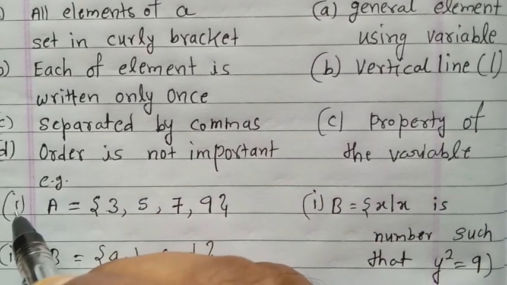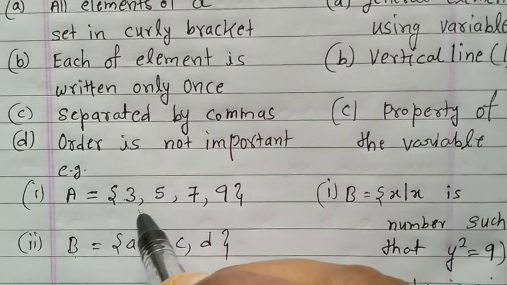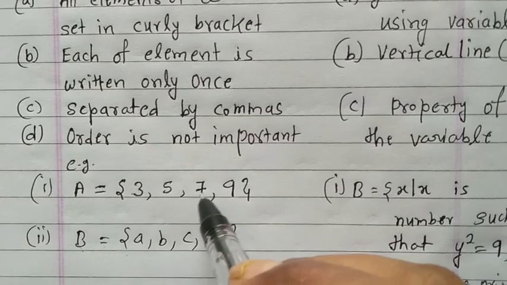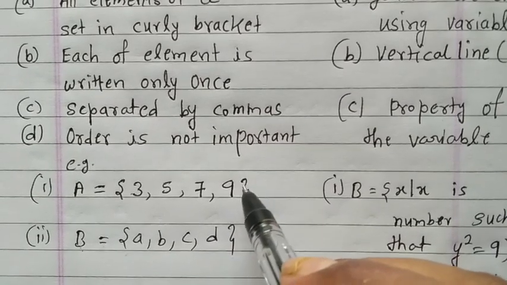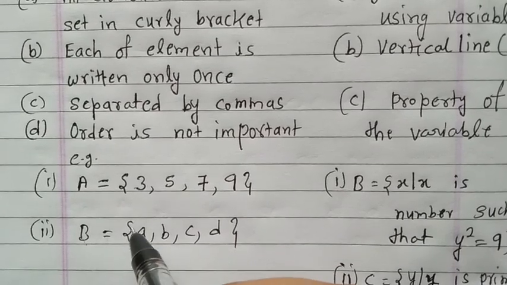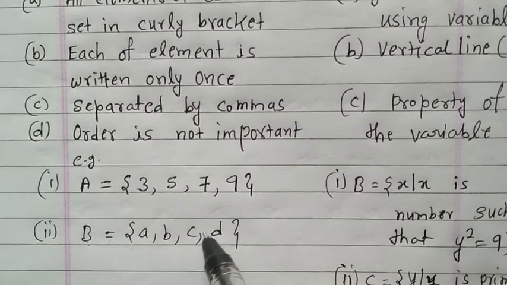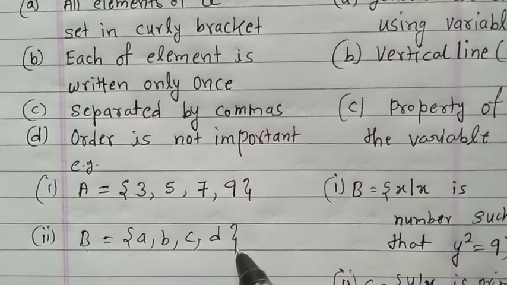So for example, set A is equal to curly bracket 3, 5, 7, 9 and end with the curly bracket. Similarly, B is equal to curly bracket a, b, c, d, curly bracket.